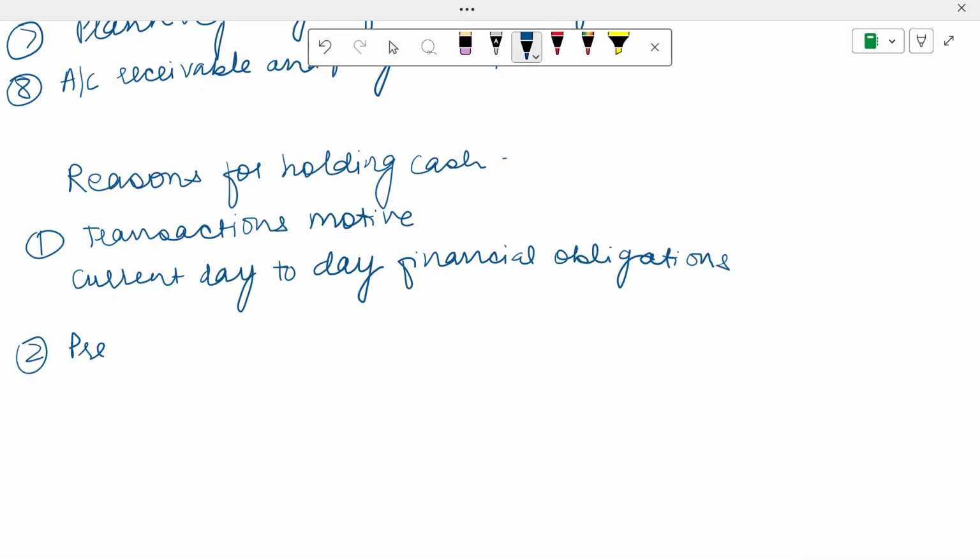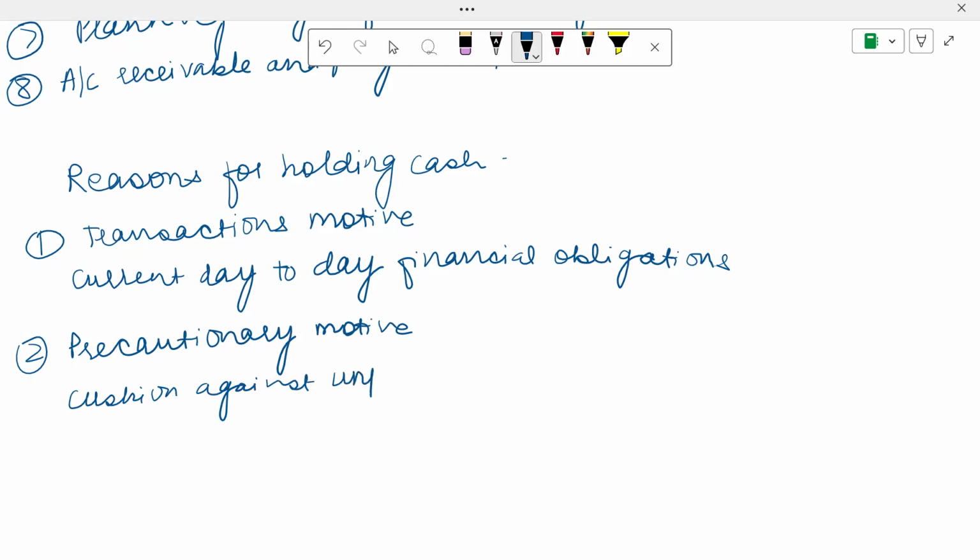Then let's talk about the other motive, which is the precautionary motive. Businesses also hold cash because they want to have a cushion. They want to have certain extra cash against unplanned expenditure. So maybe we have not planned to spend any money, but maybe something unexpectedly happens. We have to pay something immediately. So businesses may hold a cushion against unplanned expenditure.